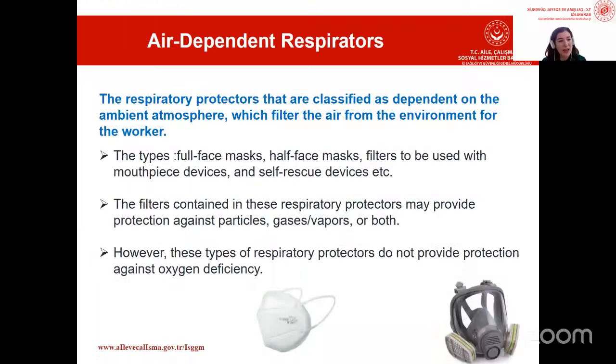For air-dependent respirators, I can say these are the respiratory protectors that are classified as dependent on the ambient atmosphere, which filter the air from the environment for the worker. The types are full face masks, half face masks, filters to be used with mouthpiece devices and self-rescue devices, etc. A full face mask protects the entire face, while half face masks or filters used with mouthpiece devices protect the respiratory parts of the face. The filters contained in these respiratory protectors may provide protection against particles, gases, vapors. However, these types of respiratory protectors don't provide protection against oxygen deficiency.